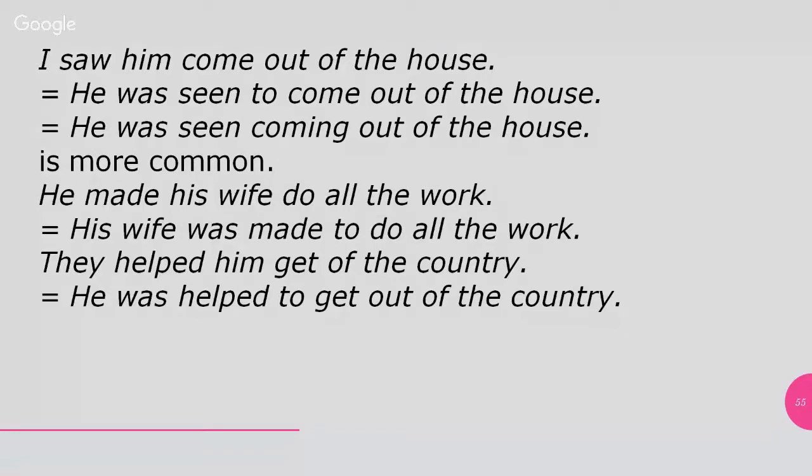He made his wife do all the work. His wife was made to do all the work. They helped him get out of the country. He was helped to get out of the country.